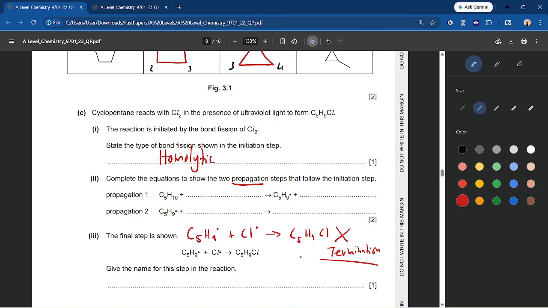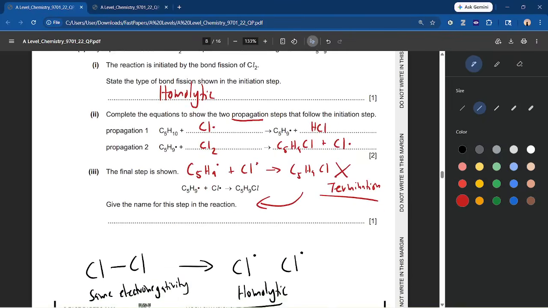Oh, which is sort of the question for this one over here. So for this one, you need to keep showing that it's propagating. So you're going to show there's another chlorine molecule, and you're going to get C5H9Cl plus a chlorine radical. So again, let's say there's a chlorine radical, and then you're going to get C5H9 plus HCl. I've already answered this one, so this is going to be termination.